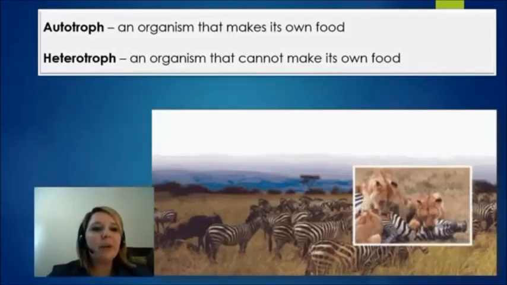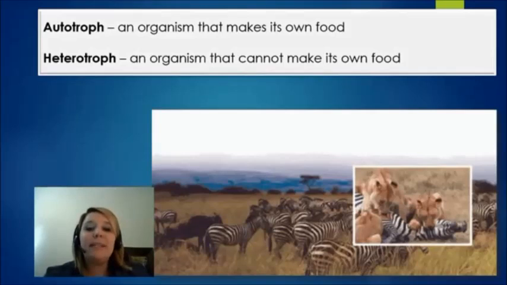Okay, so let's start with our first two terms, autotroph and heterotroph. All living things can be divided into these two categories. Autotrophs are organisms that can make their own food, and heterotrophs are organisms that cannot make their own food. Now, when we're talking about making our own food, we're not talking about going into the kitchen and whipping up a meal. We're talking about being able to make food within our cells in our bodies.